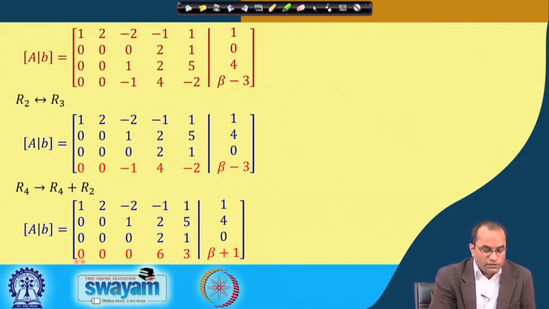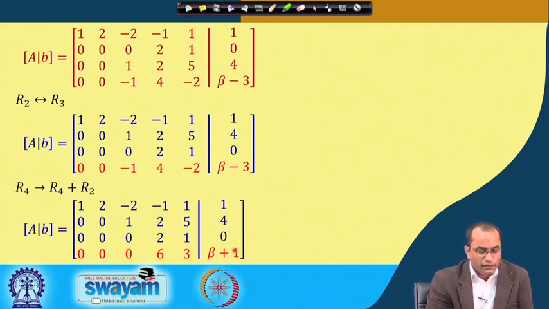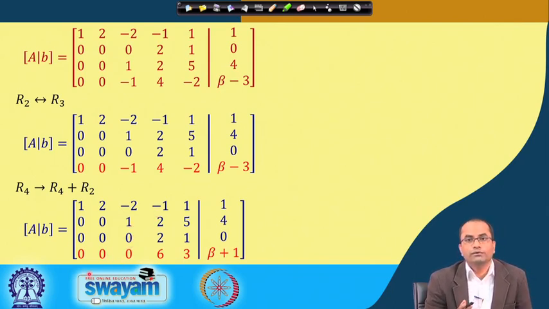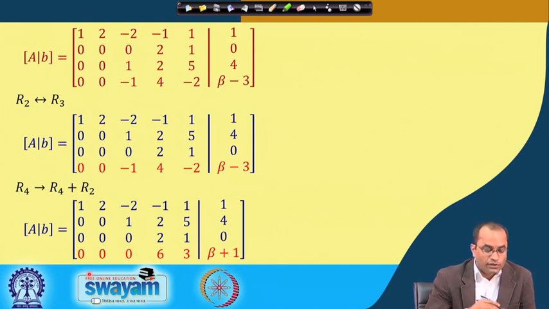So, we got this equation now. Now, we will continue with the process. We have already removed this x3. Now, we will remove the x4. We will remove this x4 here with the help of equation number 3. With the help of this R3, we need to remove the coefficient of x4 in the row R4.